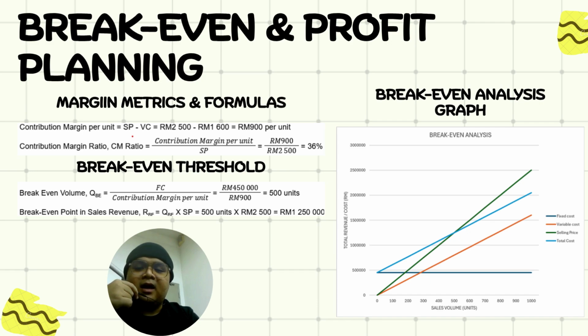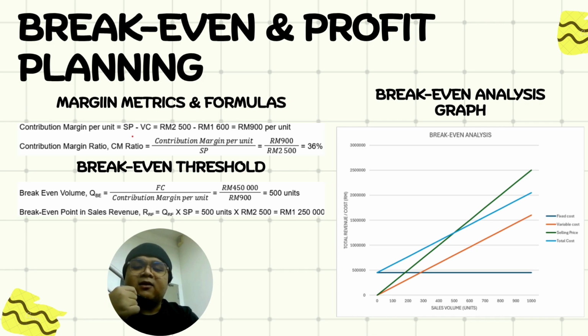Based on our benchmarks, our contribution margin per unit is calculated as selling price minus variable cost, which gives 900 ringgit per unit. This gives us a contribution margin ratio of 36%. Using these figures, we calculated our quarterly break-even threshold. To cover our total quarterly fixed cost of 450,000 ringgit, our break-even volume is exactly 500 units. In terms of financial milestone, this equates to 1.25 million ringgit in sales revenue.